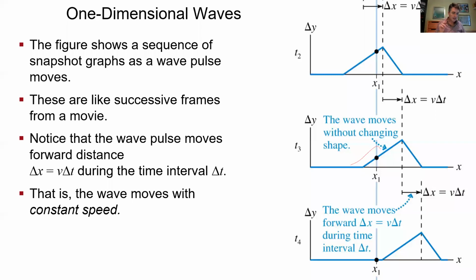So V is showing you what the speed is, delta x, how far in the x direction the wave travels. Remember, the disturbance is in the y direction. We don't care about that. V is talking about how fast the shape of the wave moves.